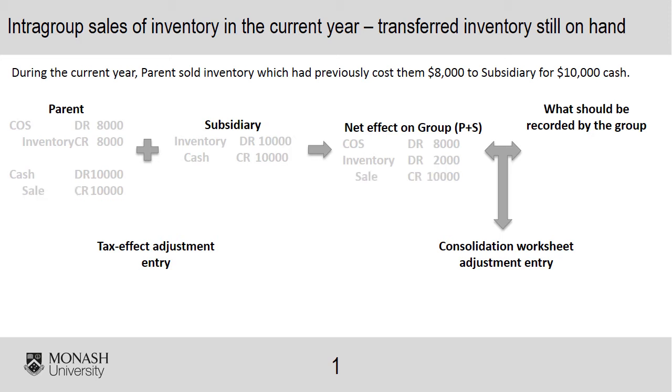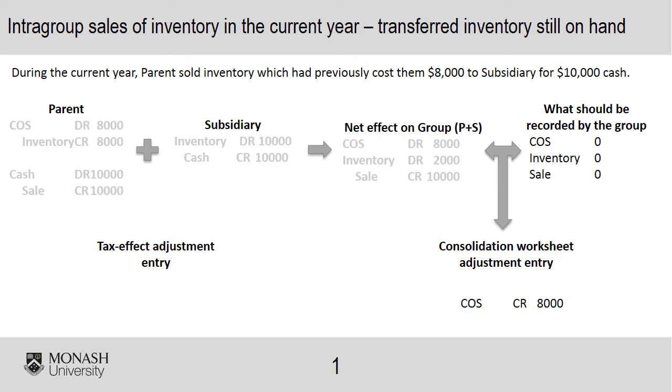Now, what should be recorded by the group as a result of this intra-group transaction? Nothing, right? Because from the group's point of view, there shouldn't be any transaction. You cannot trade with yourself, you cannot earn profit from yourself. So there would be no cost of sales, no inventory, and no sales should be recorded. Now, we will compare the net effect on group and what should be recorded by the group to see what we have to eliminate in our adjustment entry.